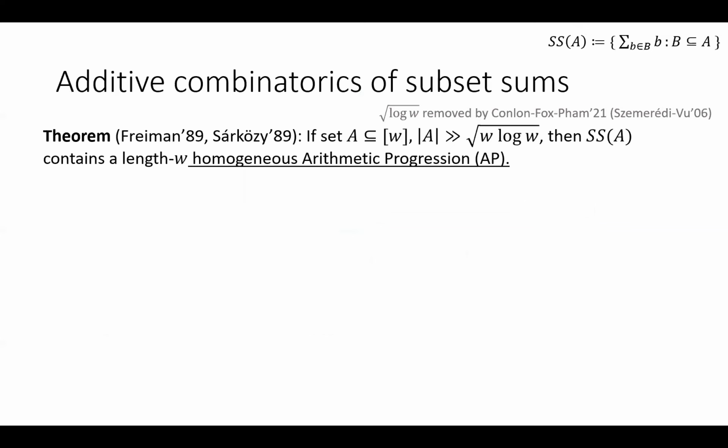There is a theorem from additive combinatorics which says that suppose an integer set A from the range of 1 to W has size much greater than root W, then the subset sums of A must contain a length W homogeneous arithmetic progression. Here, homogeneous means that each element of this arithmetic progression is a multiple of the common difference. And moreover, it can be shown that the elements in this AP are not too large.